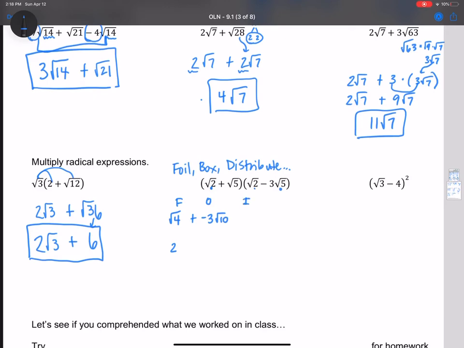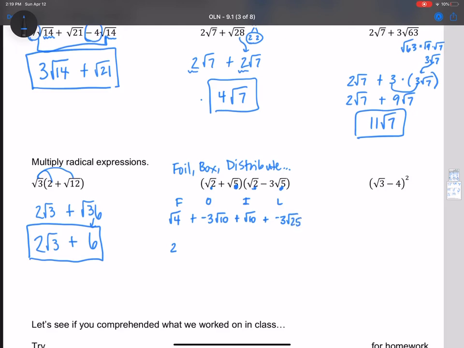All right, your inside terms are square root of 5 and the square root of 2. Those are right next to each other. That would be the square root of 10. And our lasts are the square root of 5 and -3 square root 5, which would be -3 square root of 25.